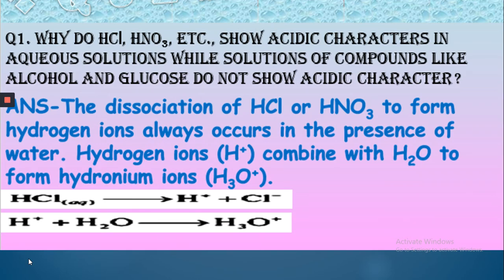Why do HCl, HNO3, etc. show acidic characteristics in aqueous solution, while solutions of compounds like alcohol and glucose do not show acidic character? The dissociation of HCl or HNO3 to form hydrogen ions always occurs in the presence of water. Hydrogen ions combine with water to form hydronium ions.